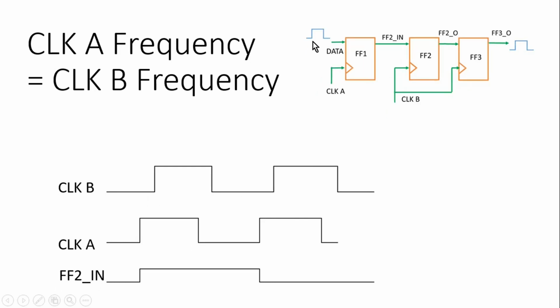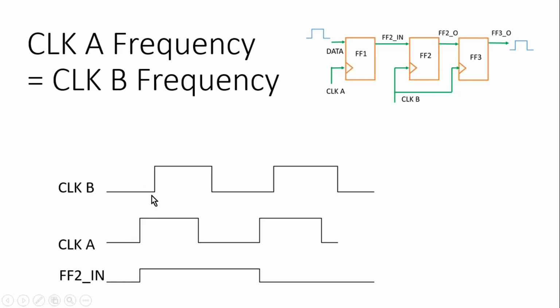As we know, we are feeding this pulse signal to flip-flop 1, and on the positive edge of clock A, we will get the output of flip-flop 1, which let us name FF2_in. So at the output of flip-flop 1, we will get the signal as a pulse. Now just assume that clock A and clock B have a very small phase difference, and FF2_in, which is going as input to flip-flop 2, will violate the setup requirement of flip-flop 2. And the output of flip-flop 2 will go into a metastable state.